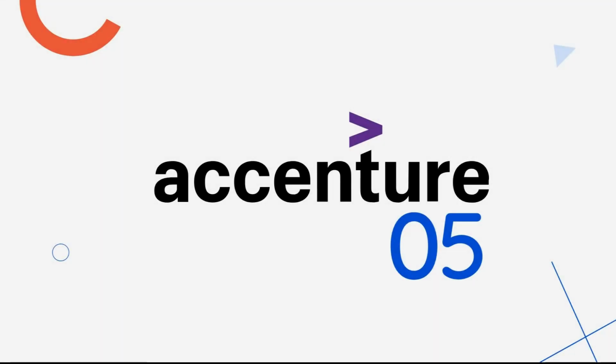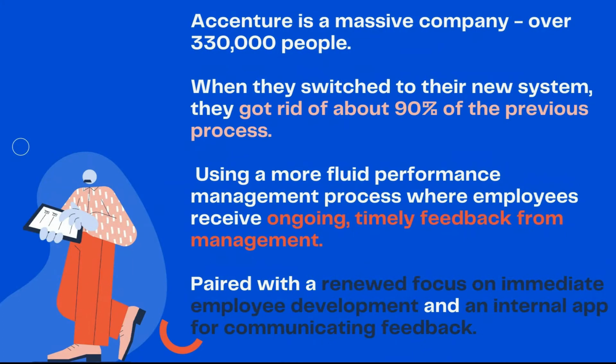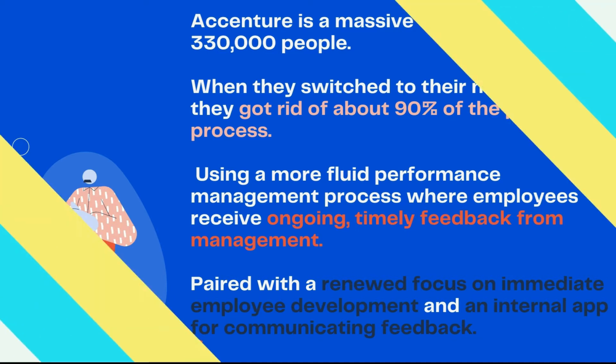Lastly, Accenture. Accenture is a massive company with over 330,000 people, so changing their systems means a huge effort. When they switched to their new system, they got rid of about 90% of the previous process. Now, they are using a more fluid performance management process where employees receive ongoing, timely feedback from management. This has been paired with a renewed focus on immediate employee development and an internal app for communicating feedback.